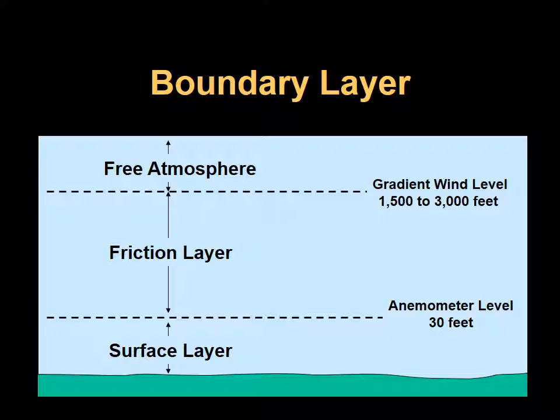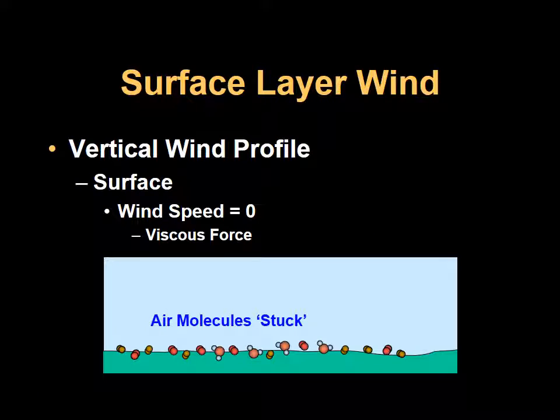So if we had to break up the boundary layer, it's kind of everything from the surface up to about 3,000. And then there's two other layers. We just talked about the friction layer. The friction layer goes from about anemometer level, which is about 30 feet, up to about 3,000 feet. Now that anemometer level actually kind of goes up a little bit higher, maybe anywhere up to about 100 feet or so. So we're going to look at the friction layer wind and also the surface layer wind. First, let's start out with the surface layer wind.